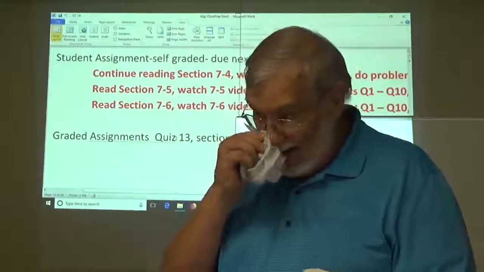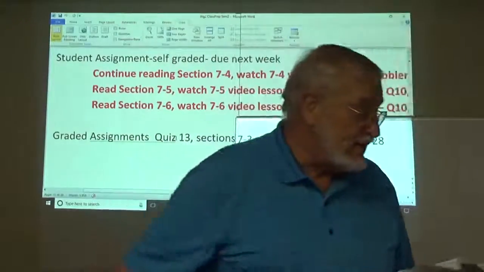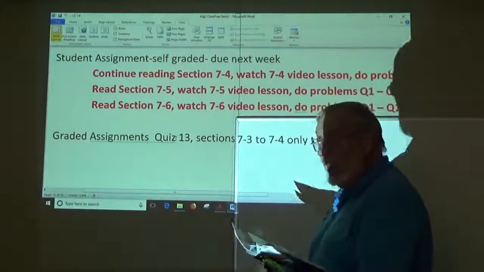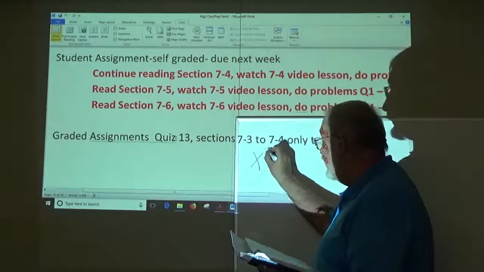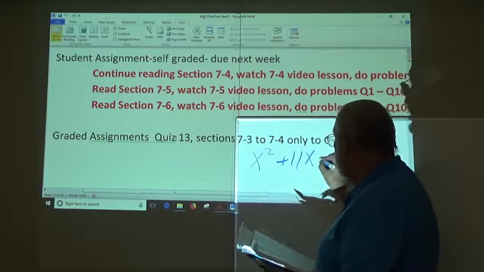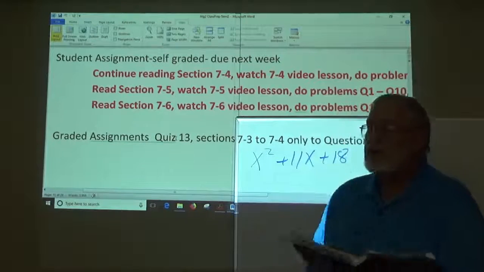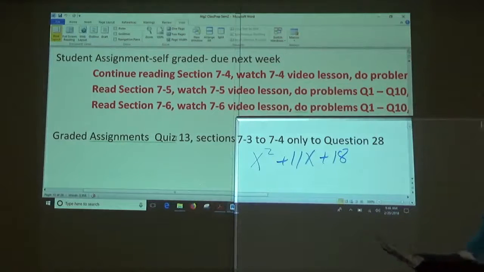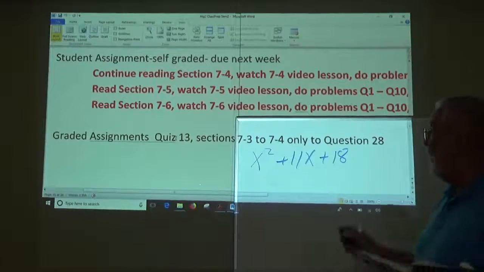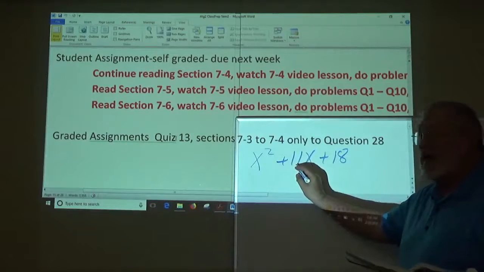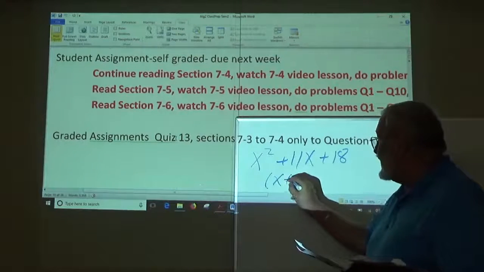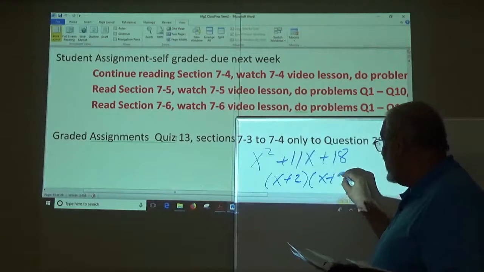Problem number 40. Now 40 is a really simple problem because it has 1x squared and then plus 11x plus 18. So what are the factors of 18? 6 and 3, right? 2 and 9. All right, the factors of 18 have to add up to 11. Has to be 2 and 9. So that makes this x plus 2 and x plus 9.